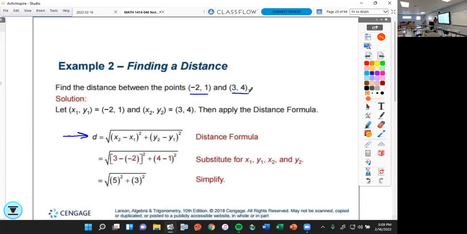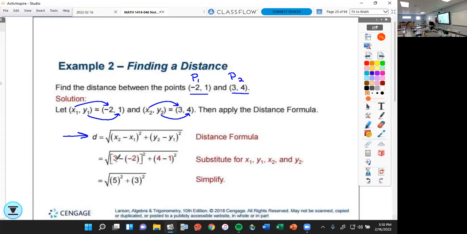But just to go along with the example that's provided here, they have chosen to use the first point given as point 1 and the second point given as point 2. And so because that's what they've chosen to do, x1 is -2, y1 is 2, x2 is 3, y2 is 4. So now that I've identified all of my variables in the distance formula, I can just plug them in.